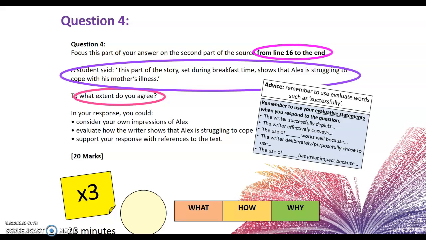So it might be useful that when you're doing your answer that you have this video paused on this screen, or that you access this in the PowerPoint that's on Firefly as well. Okay, so you're looking for 3 what, how, why paragraphs, all linked to the statement, and you should be spending around 25 minutes on this task. Okay, so off you go. Pause your video when you're ready.